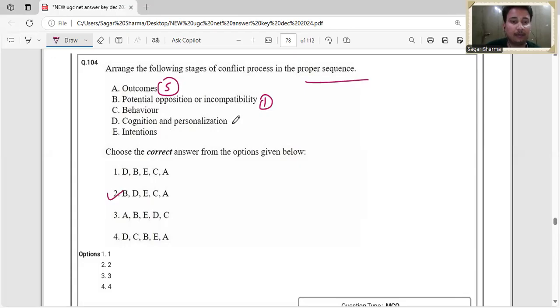After that, cognition and personalization. After that, intentions. After that, behavior we will check. And last, outcomes. So option number 2. So by only B option you can get your answer. Firstly, we will see what are the potential opposition or the incompatibility.